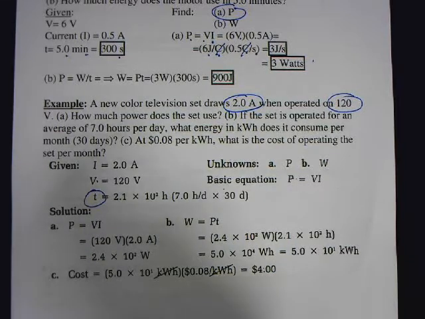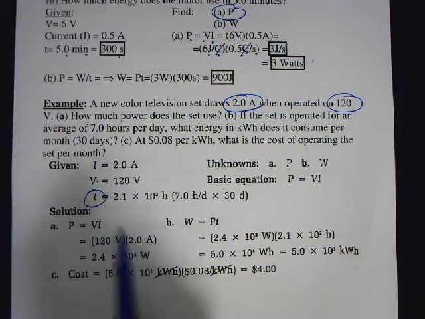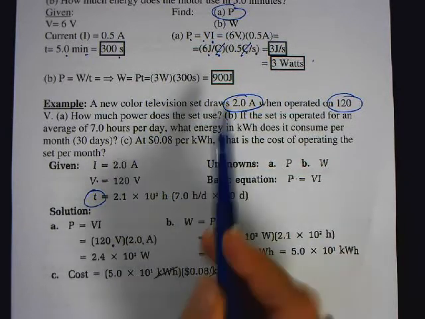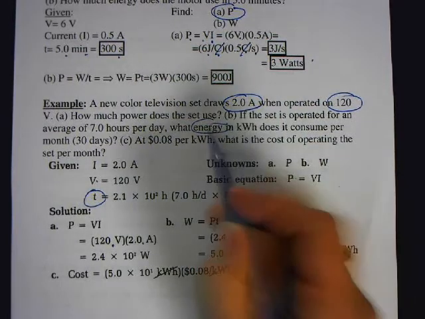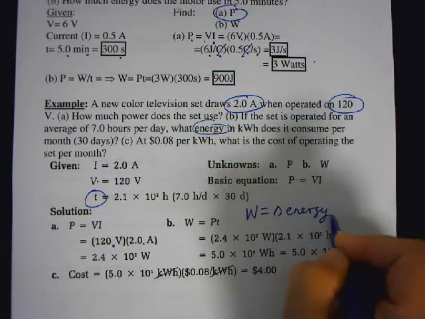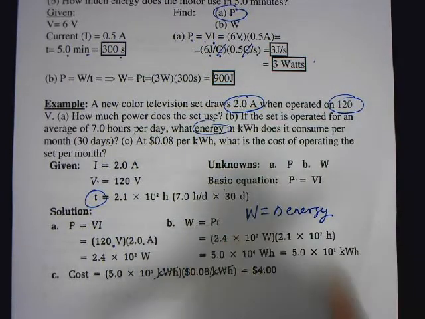So for the first part, I'm going to say P is equal to VI. And I have 120 volts times 2 amps, and that gives me the power in watts. Then when it says the energy, remember, work is equal to the change in energy. So when they say what is the energy, I'm finding the work. So work is equal to PT. And then the last part says the cost.